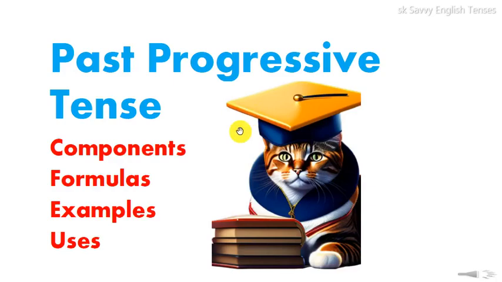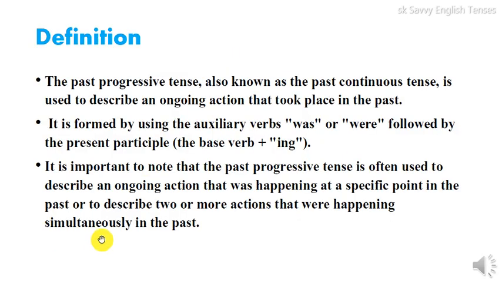In this video, we will discuss the past progressive tense. We will discuss the components, the structural formulas, examples, and the daily life uses of the past progressive tense. Okay, first of all, let's discuss its definition. The past progressive tense is used to describe an ongoing action that took place in the past.